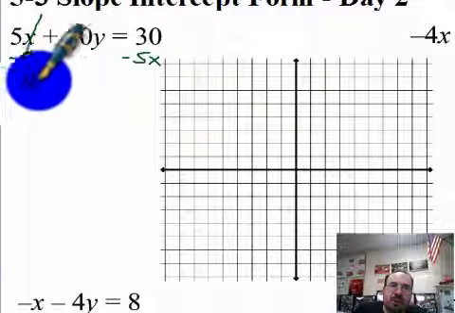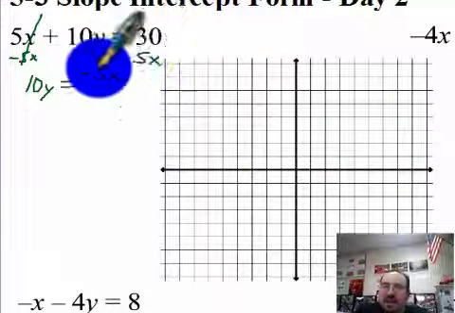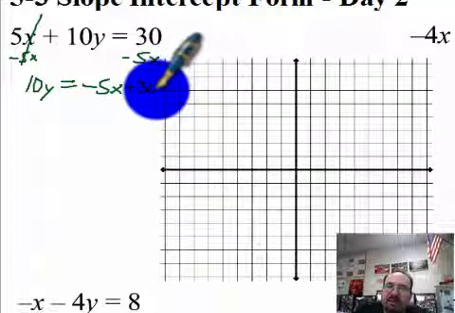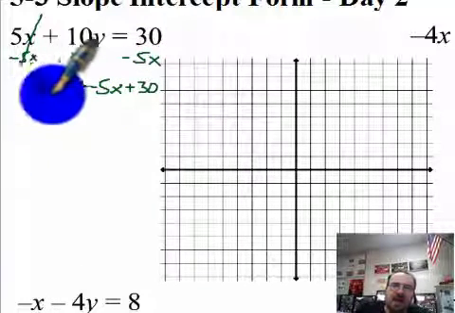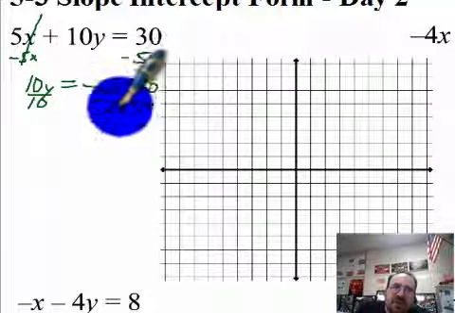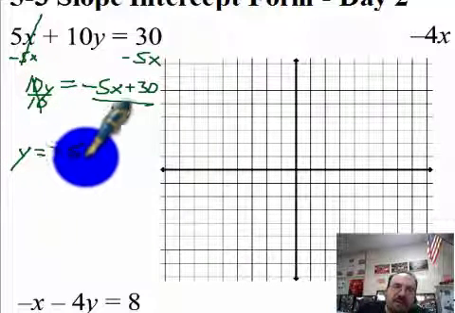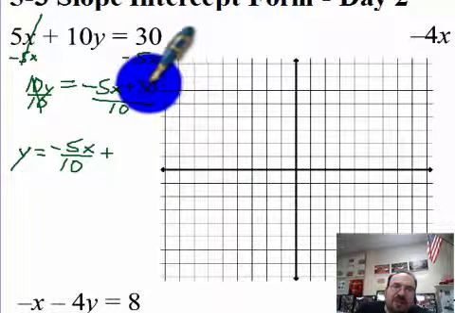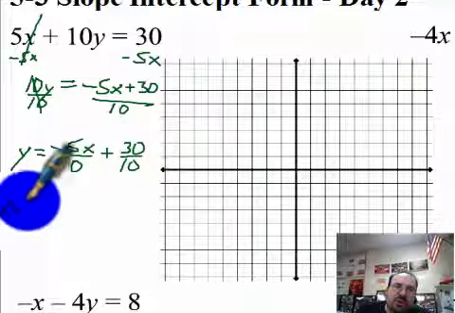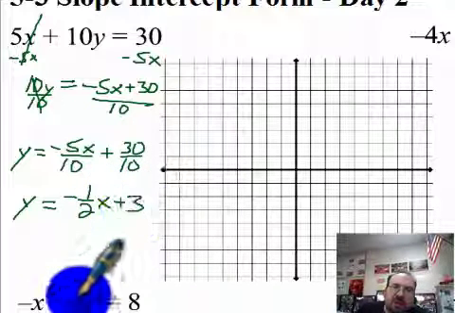And I bring down the 10y. And then 30 minus 5x, you actually cannot combine those because one has an x and one doesn't. So you leave negative 5x plus 30. You just leave it that way. And then to get the y completely by itself, I divide everything by negative 10. So I get y equal to negative 5x over 10 plus 30 over 10. And then I can reduce and get y equal negative 1/2 x plus 3.